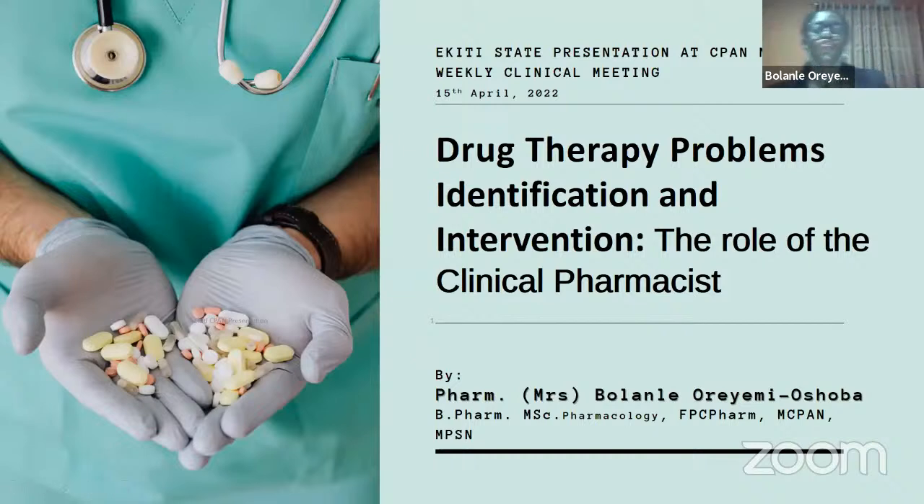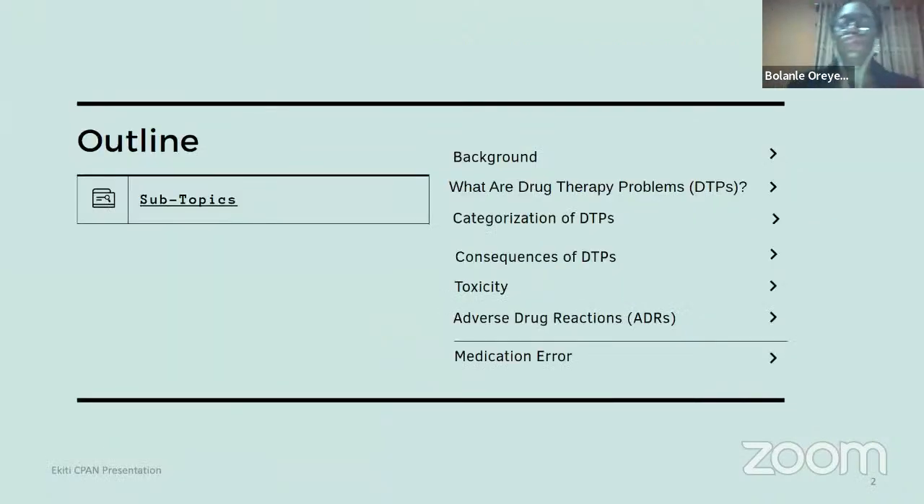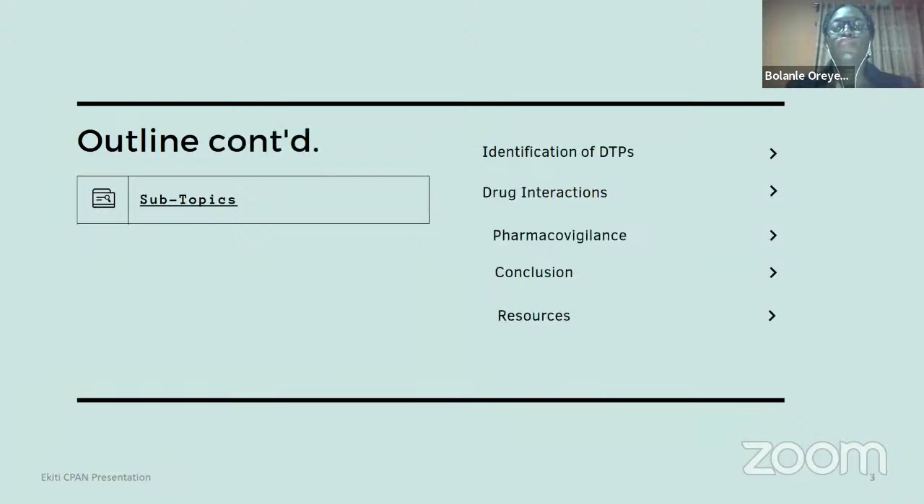Straight to the outline for tonight's presentation. We have the background. What are drug therapy problems? Categorization of DTPs, consequences of DTPs, toxicity, adverse drug reaction, medication error, identification of DTPs, drug interactions, pharmacovigilance, conclusion, and the resources.